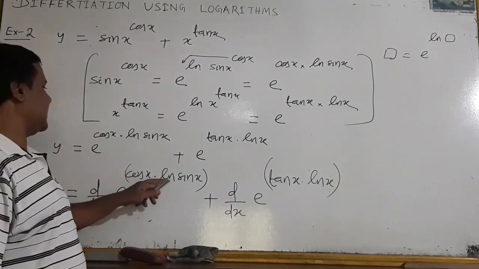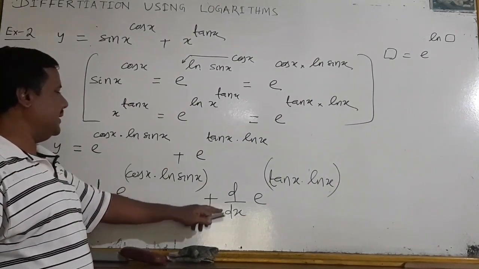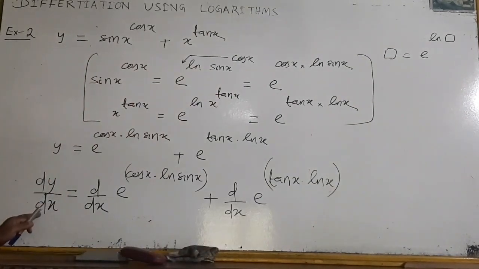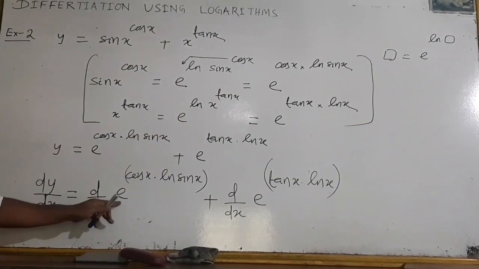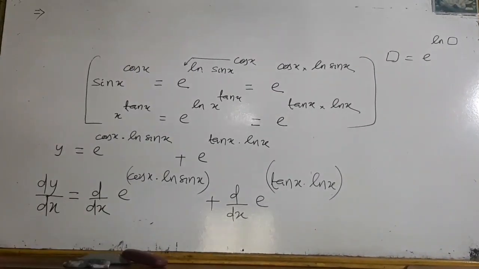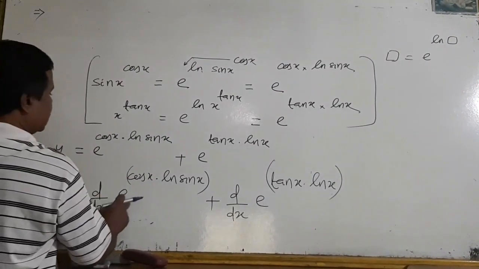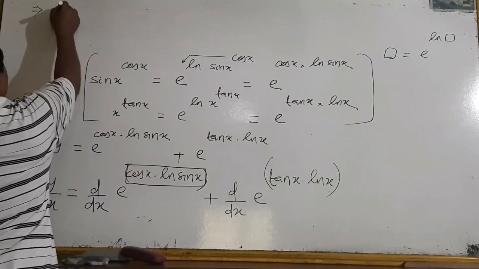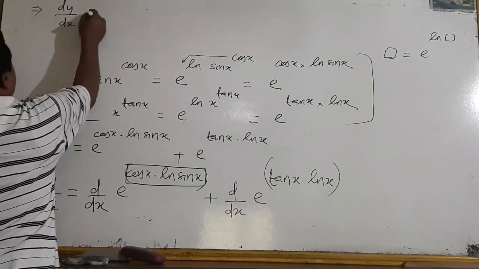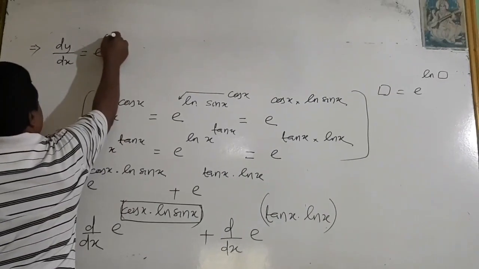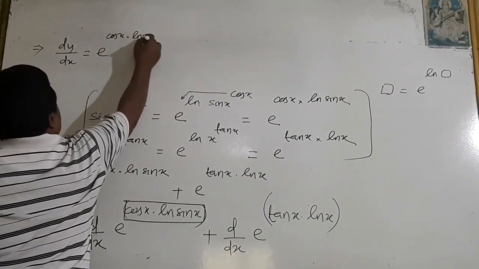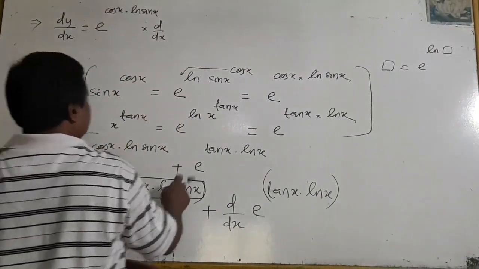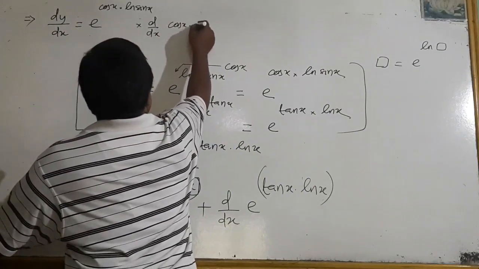Now if I differentiate, dy by dx is d by dx of e to the power cos x ln sin x plus d by dx of e to the power tan x ln x. Note it. Then I will teach you. Now d by dx of e to the power box, what is the answer? e to the power box. So dy by dx becomes e to the power cos x ln sin x into d by dx of cos x ln sin x.